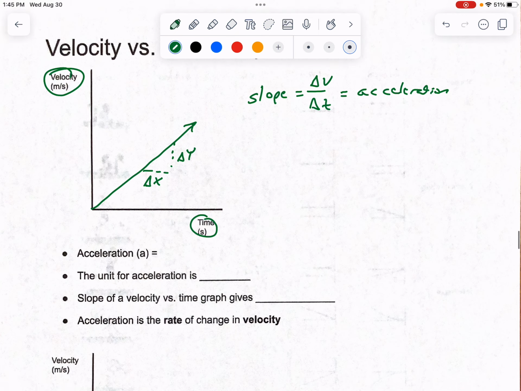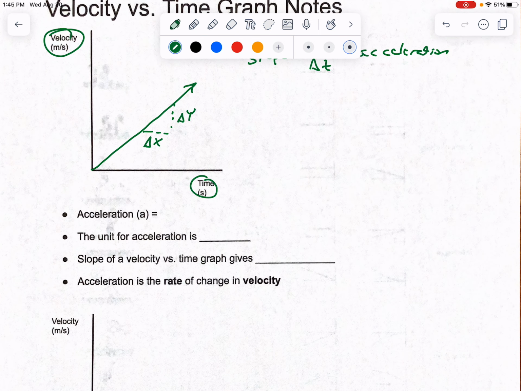When you go down here, our equation for acceleration is your change in velocity over change in time. So basically your v final minus your v initial over time. For the units of acceleration, instead of writing meters per second over seconds, we're just going to write meters per second squared.